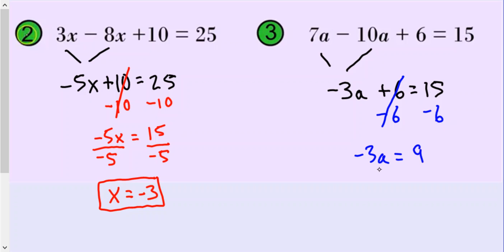We have negative 3a equals 9. So this is multiplication here, so we're going to undo that by dividing. And we got to do it to both sides. Negative 3 divided by negative 3 will just be 1, so we'll be left with 1a equals 9 divided by negative 3 will be negative 3. So a is equal to negative 3.